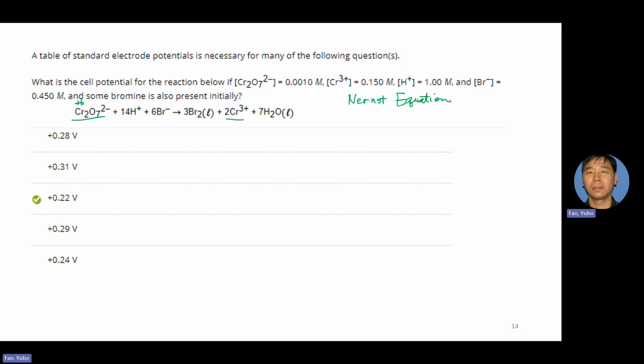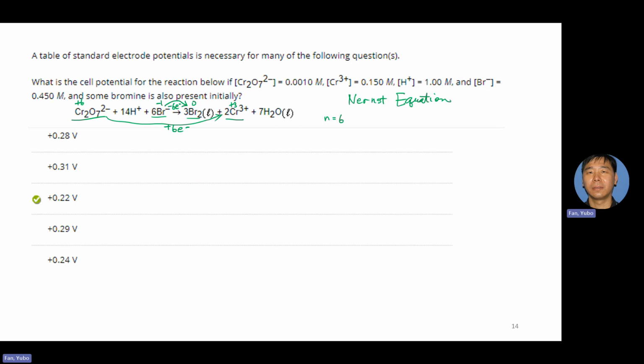The chromium here is +6, and here it's +3, two of them. So 6 to 3 gains 3 electrons per chromium atom, and with 2 chromium atoms that's 6 electrons in total. For bromide to bromine, here is 0 and here is -1, so it loses 1 electron from each bromine atom, and with 6 of them it loses 6 electrons. So now we know n equals 6. Now we can do the calculations.